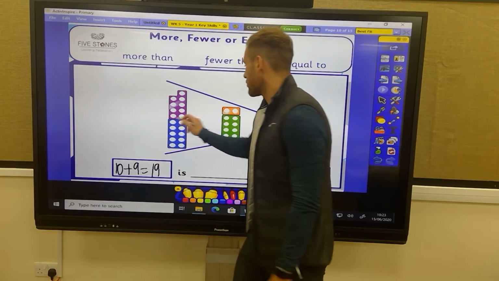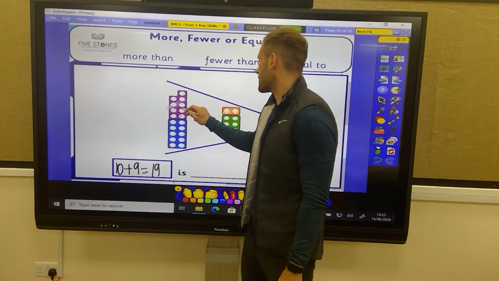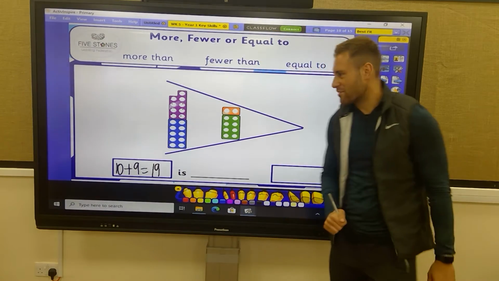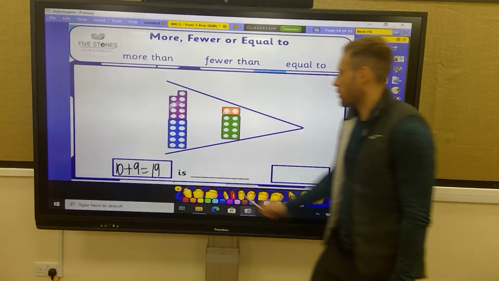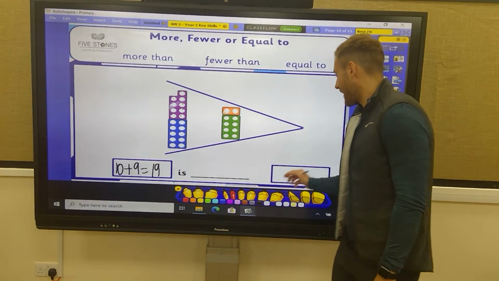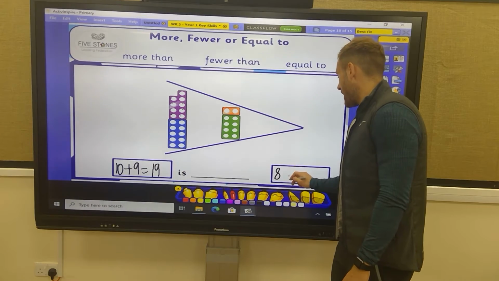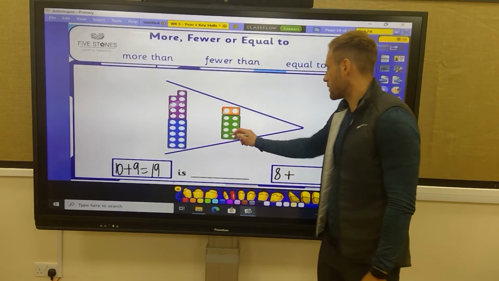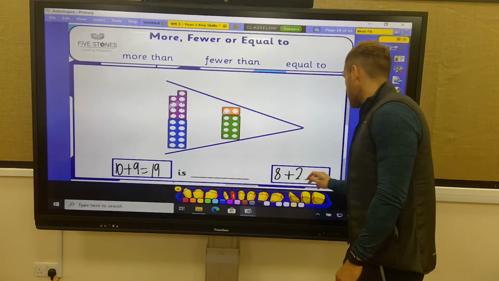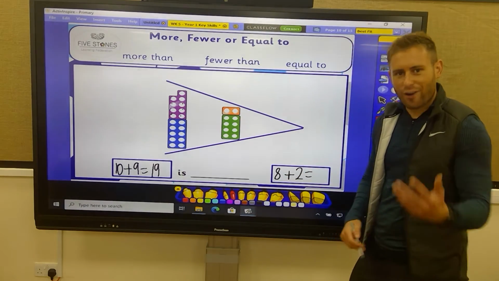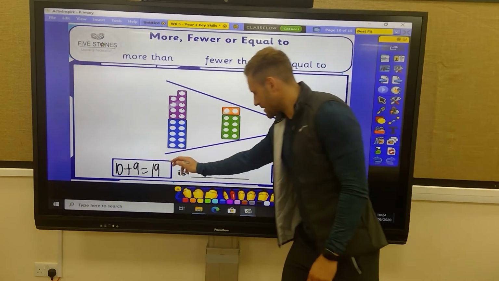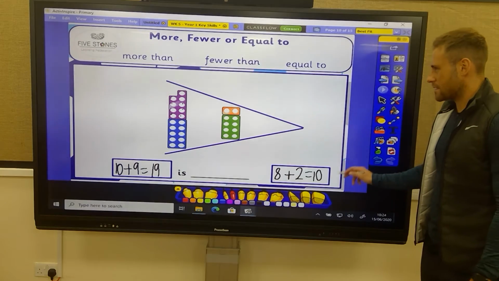Should we just double check that? So we've got 10, 11, 12, 13, 14, 15, 16, 17, 18, 19. Yes, we've got 19. So we've got 19 represented here. We've got 8 and 1, 2, 3, 4, 5, 6, 7, 8. 8 and 2, good work, which equals, oh, it's number 1 to 10. Fantastic, we've got 10. So we've got 19 is 10.